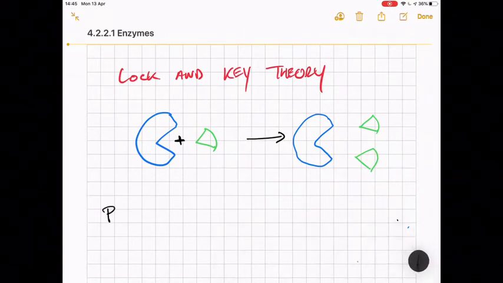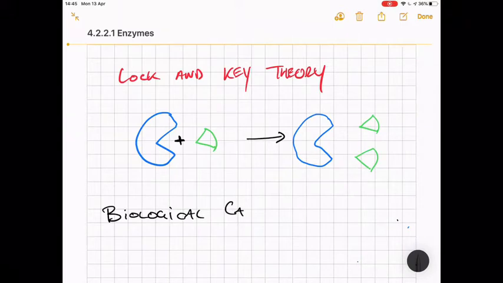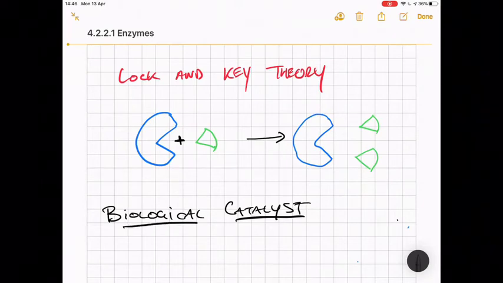So what is an enzyme? An enzyme is a biological catalyst. And what that means is a catalyst is something that speeds up a reaction without being used up in the reaction itself. And biological means it's a living thing.